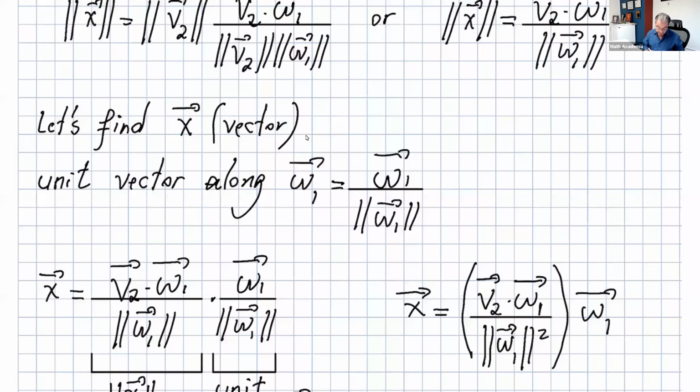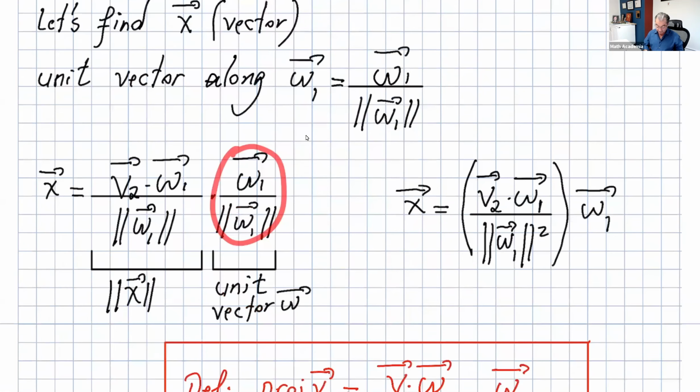Now vector X can be written as V2 dot W1 divided by the norm of W1, which was the norm of X, times that unit vector. And I put it for you here: the norm of X times the unit vector in the same direction as W1, and that's going to give you the vector X.